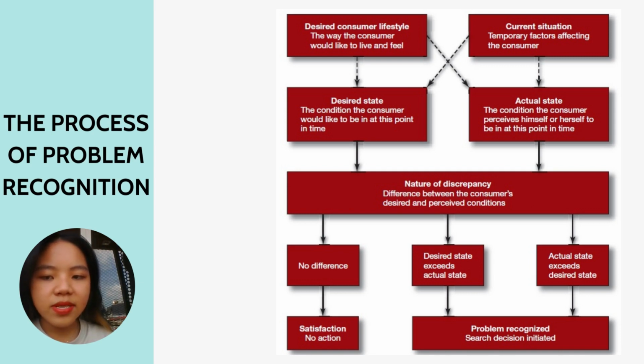Problem recognition is the first stage in the consumer decision process. Problem recognition is the result of a discrepancy between a desired state and an actual state that is sufficient to arouse and activate the decision process. An actual state is the way an individual perceives his or her feeling and situation to be at the present time. And finally, a desired state is the way an individual wants to feel or be at the present time.